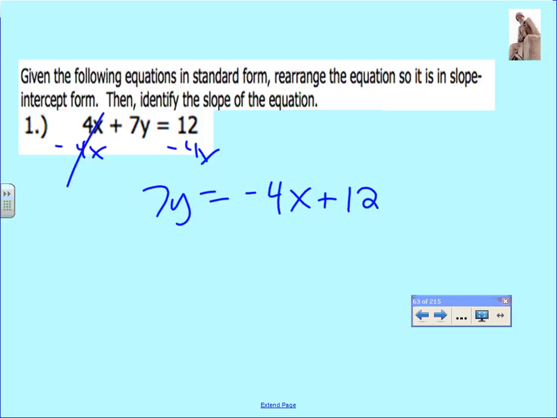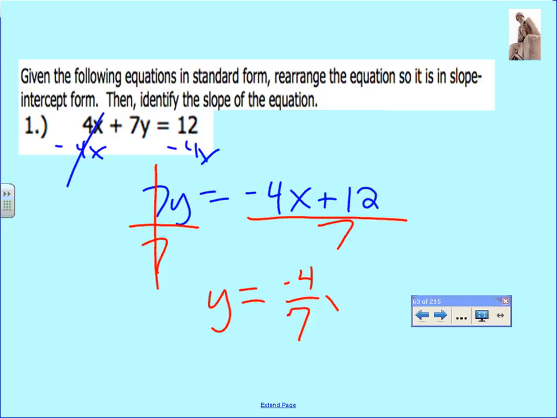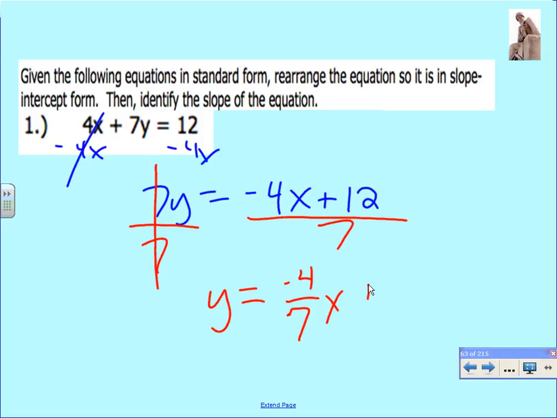And then Anna, how do we get rid of the 7? Good. Divide both sides by 7. And I know with all of you, we always just put a line under both of these. But just remember, you're dividing the -4 by 7 and the 12. 7 cancels here. We are left with y equals -4 over 7, so in other words, -4/7 x plus 12 over 7. We are going to change the 12 over 7 to a decimal.